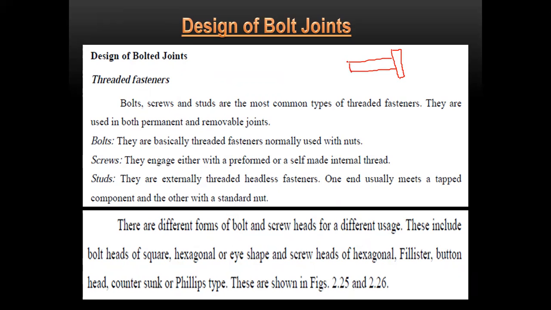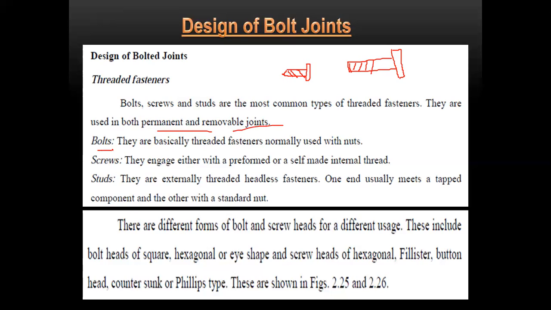Okay, so the bolt is flat, and what does the screw look like? A screw is having a taper portion, but here also we are having threads. Okay, here also we are having threads. They are used for both permanent as well as removable joints.